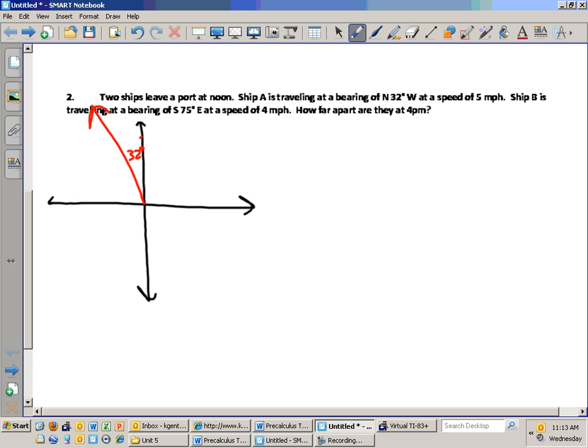And ship B is traveling at a bearing south 75 degrees east. So I'm headed in the southeast direction. Which angle is 75? The top or the bottom one? Bottom. Okay. And it's wondering how far apart they are. So let's put them at some spots. We'll say that this one's up here and this one's right down here.